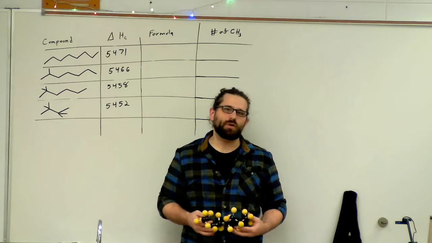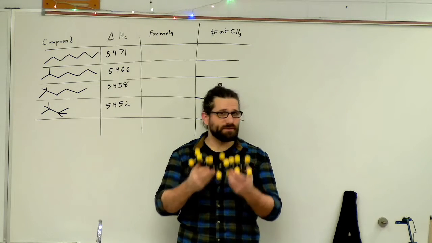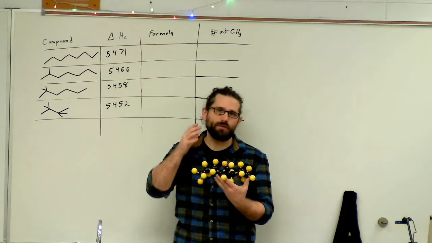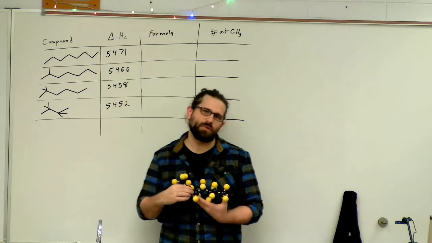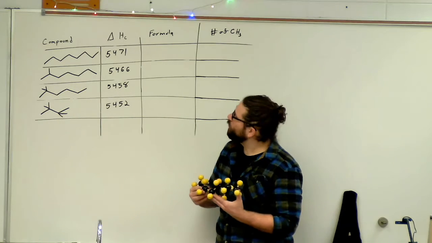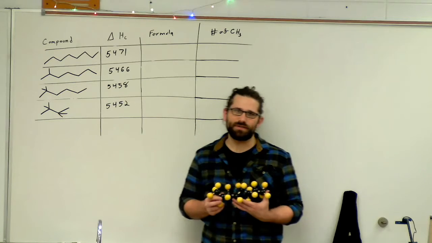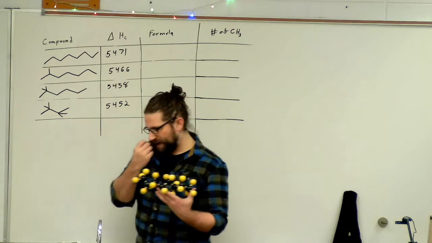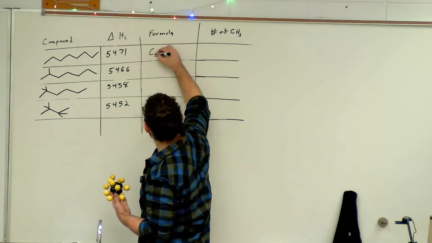In our next section, we're going to be examining constitutional isomers of octane. As I've said before, I encourage you to use a ball and stick model to accurately represent this, to see this in 3 dimensions, to really see the concepts that we're getting at here. We're looking at the enthalpy of combustion of each of these isomers. So notice, octane has a chemical formula of C8H18.